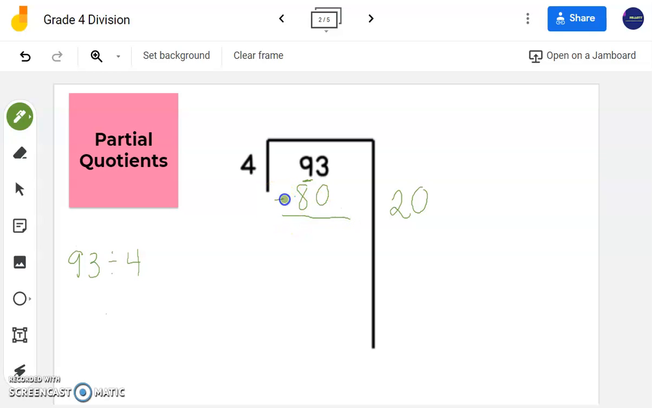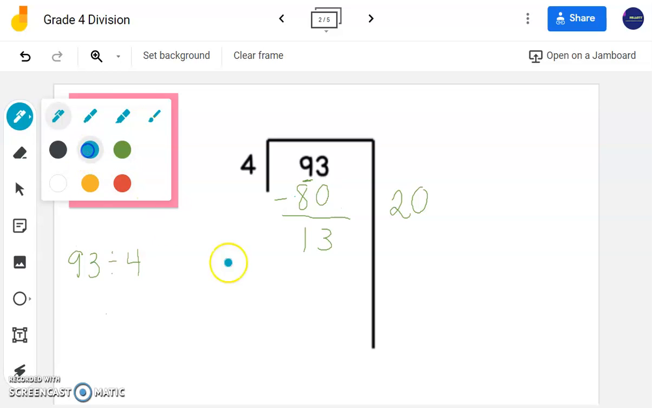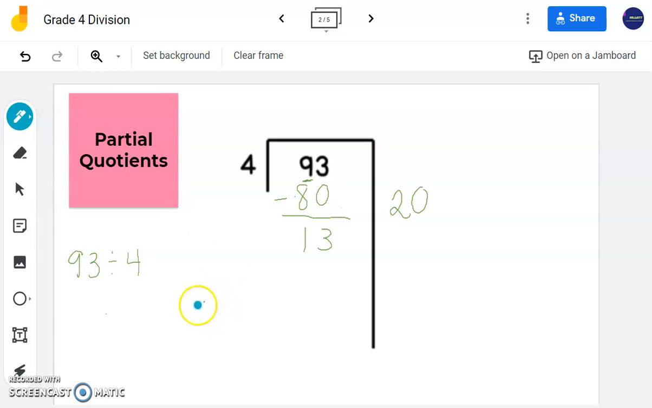So now I'm going to subtract and I'm left with 13. So now I see that I have 13 things left. I can continue making groups of 4. In the previous problem here, we learned that 4 times 3 was 12. And we love 4 times 3 because notice 12 is close to or exactly to 13. So 4 times 3 is 12. I'm going to subtract and I'm left with 1.